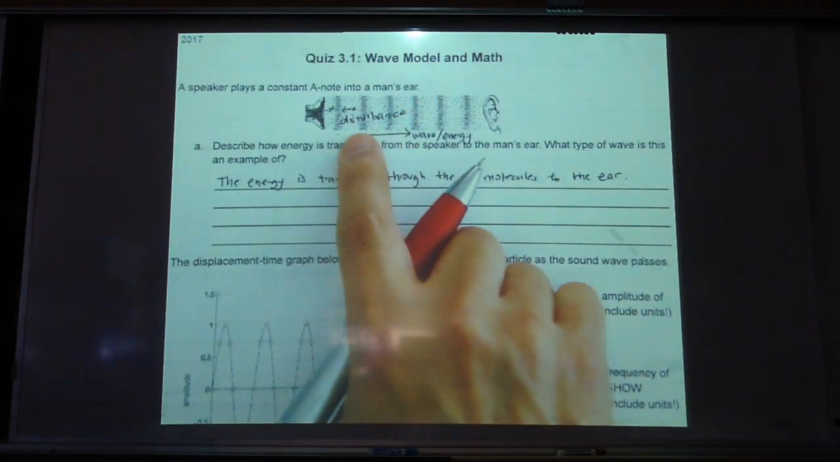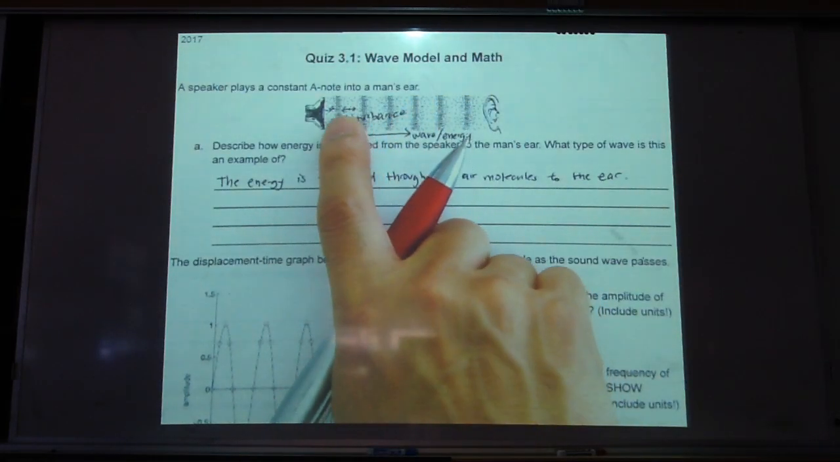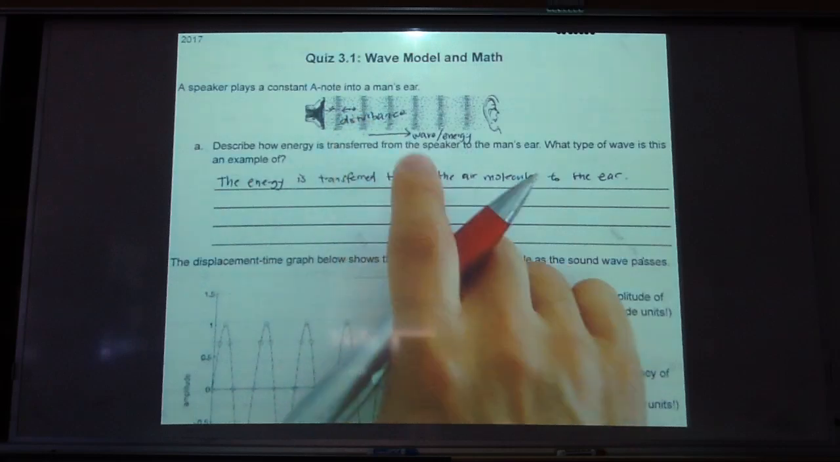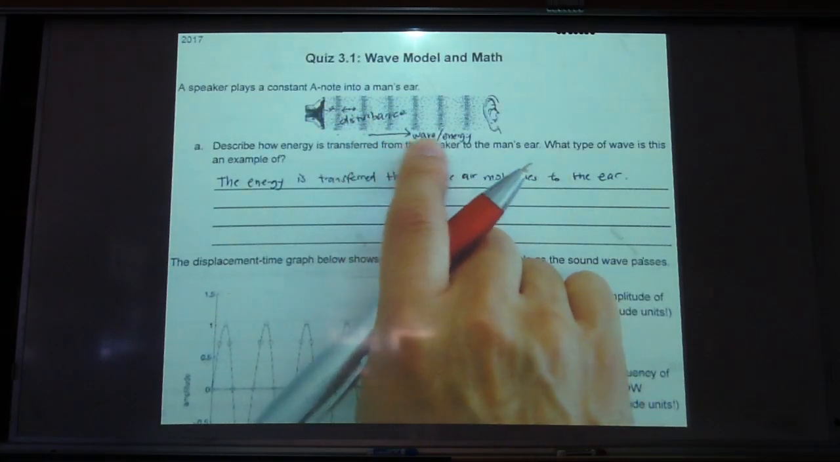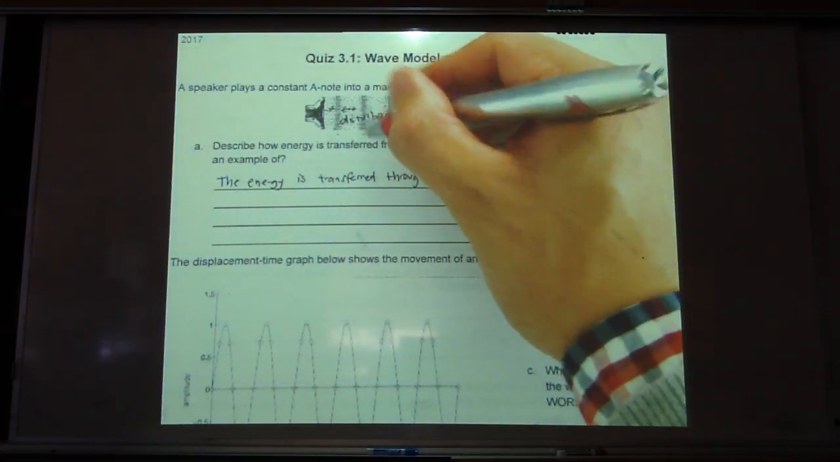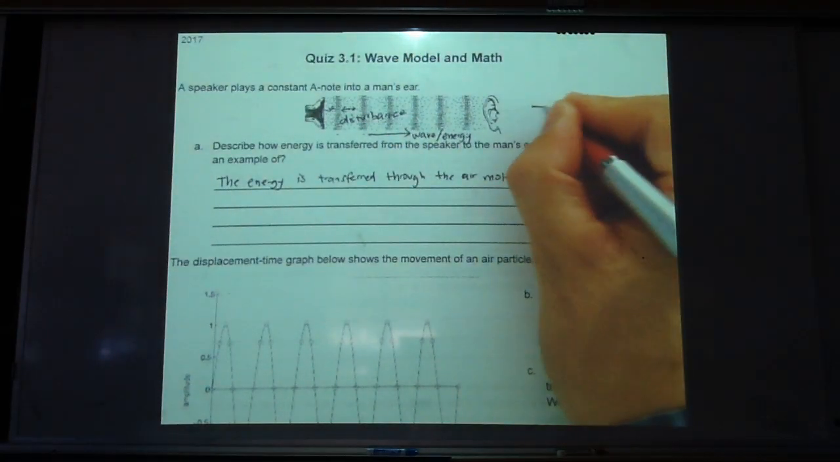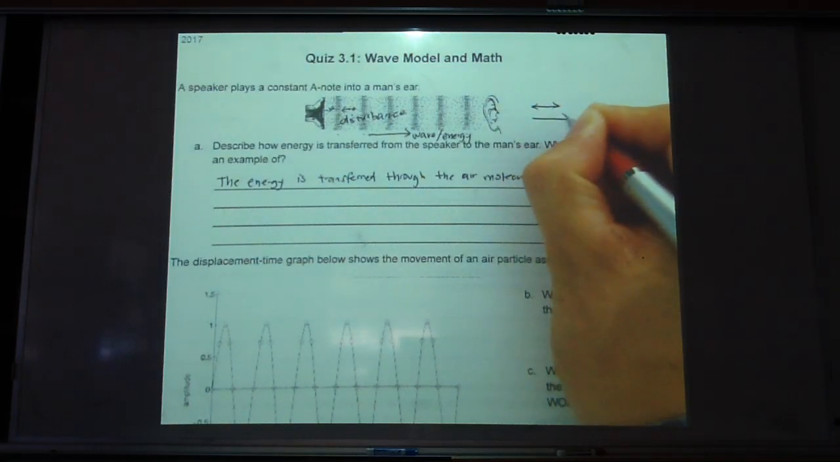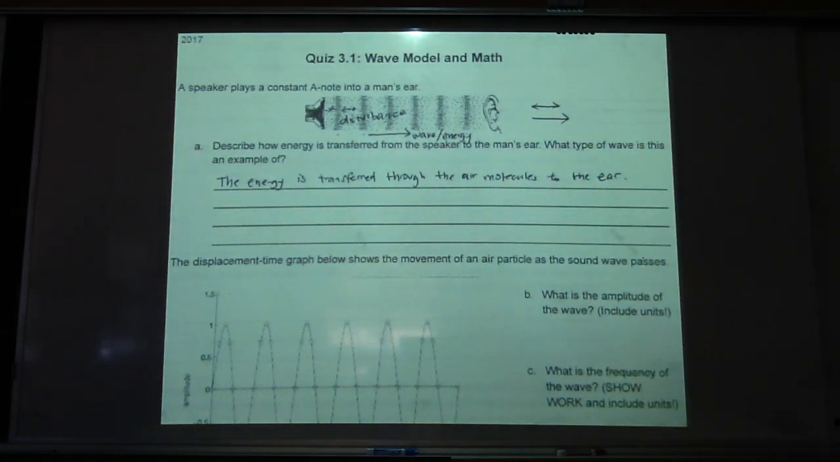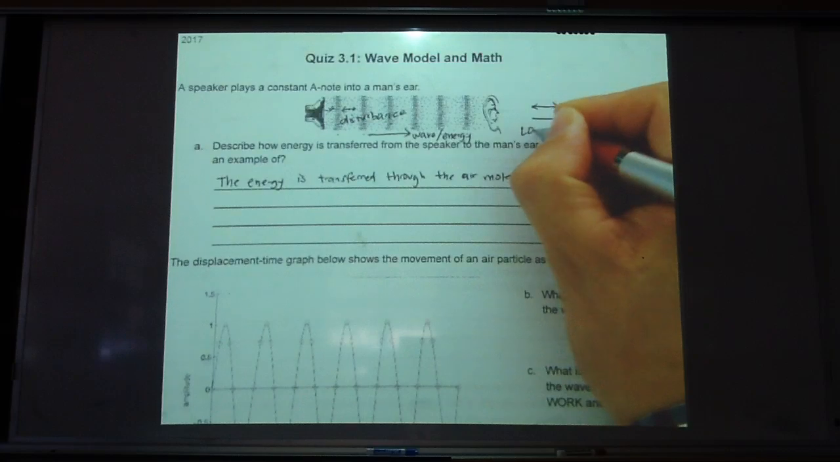So in this case, we see the disturbance, or the movement of the air molecules, is moving back and forth, but then the wave and the energy is moving forward. We can see these two lines, or these two sets of arrows, are parallel with each other. They're like this. And because they're parallel with each other, we call that a longitudinal wave.